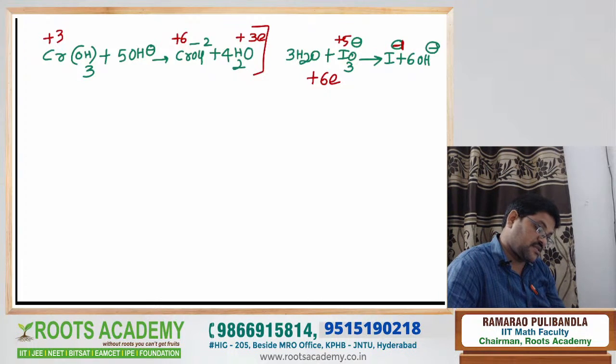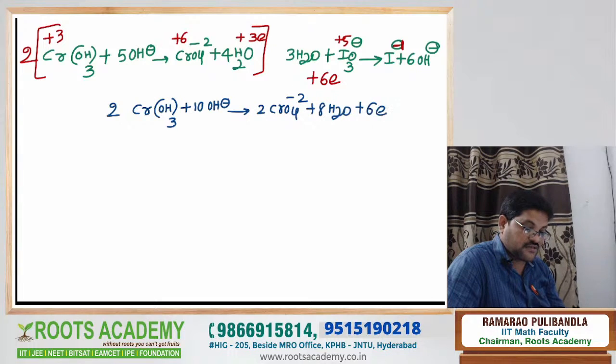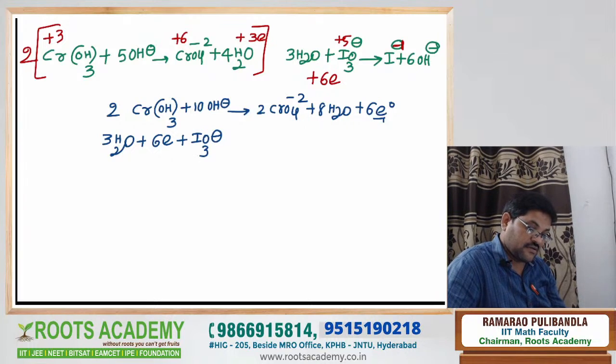Now this equation is multiplied by 2. When multiplied by 2 what you get? 2 moles of Cr(OH)3 plus 10 moles of the OH minus ion gives rise to 2 CrO4 2- plus 8H2O plus 6 electrons. Understood? Now here what you write? 3H2O plus 6 electrons plus IO3- gives rise to what you get? I- plus 6 OH minus ions.